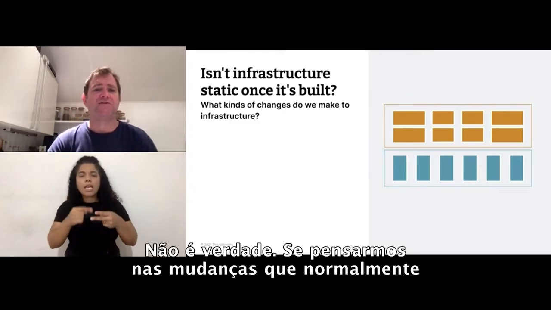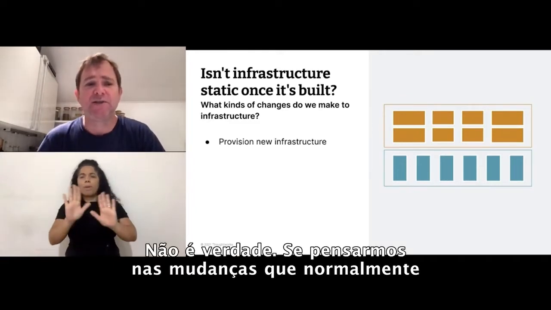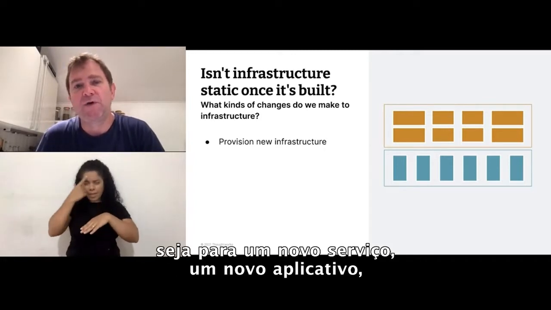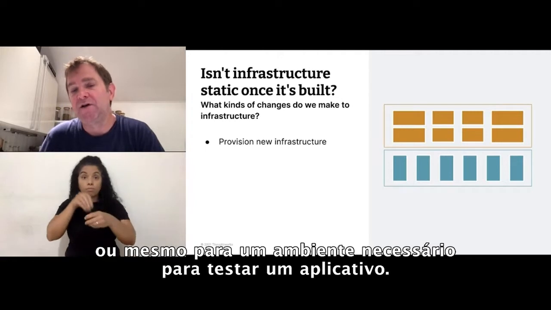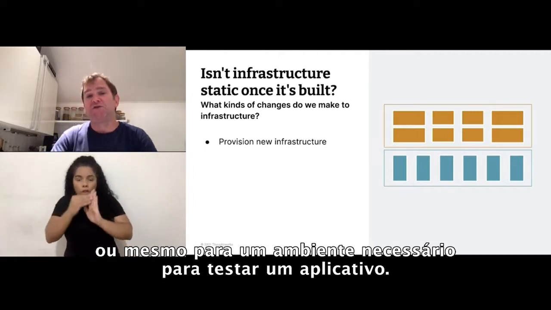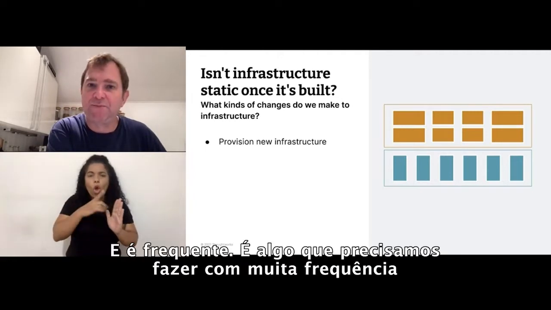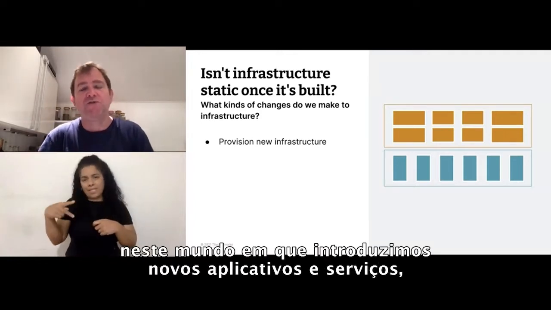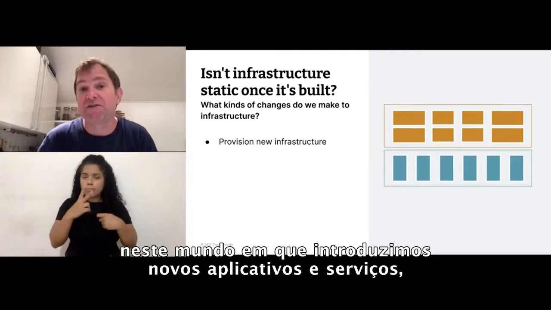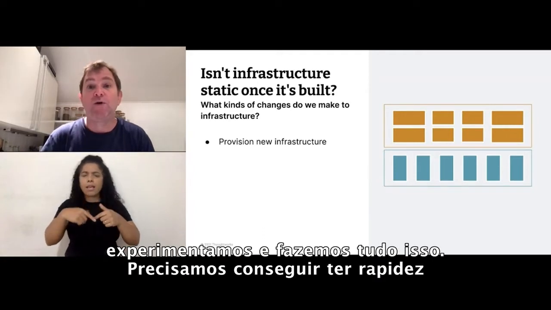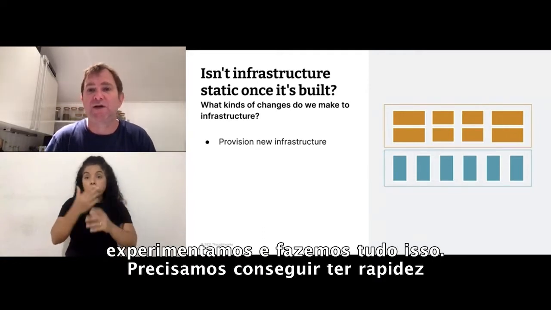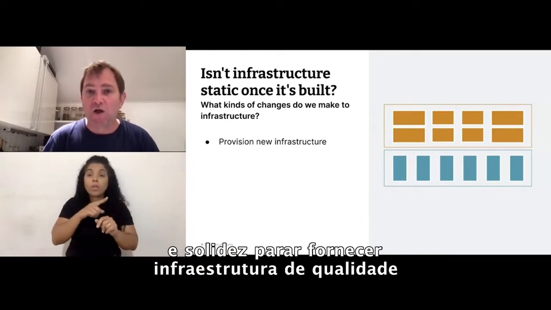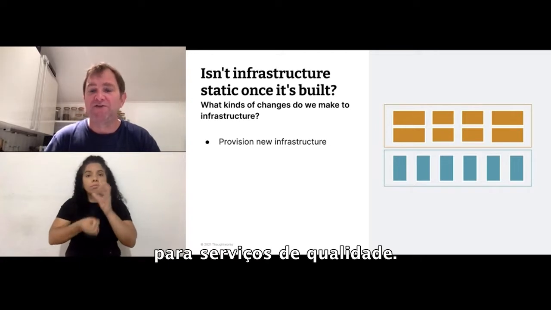But this isn't true. If we think about some of the kinds of changes we typically make to infrastructure, one is simply provisioning new infrastructure, whether it's for a new service, a new application, or even for, say, an environment that's needed to test an application. It's something we need to do very frequently in this world where we're introducing new applications and services, and we're experimenting and doing all of those kinds of things. We need to be able to quickly and reliably provision quality infrastructure to provide quality services.